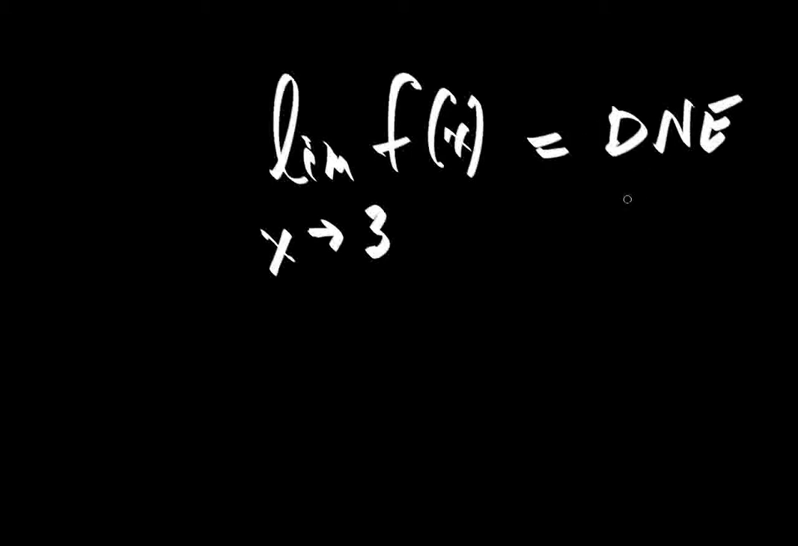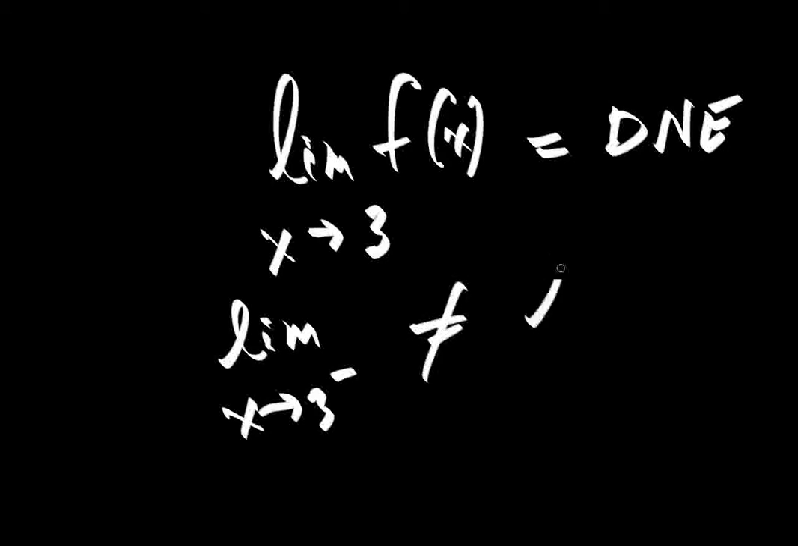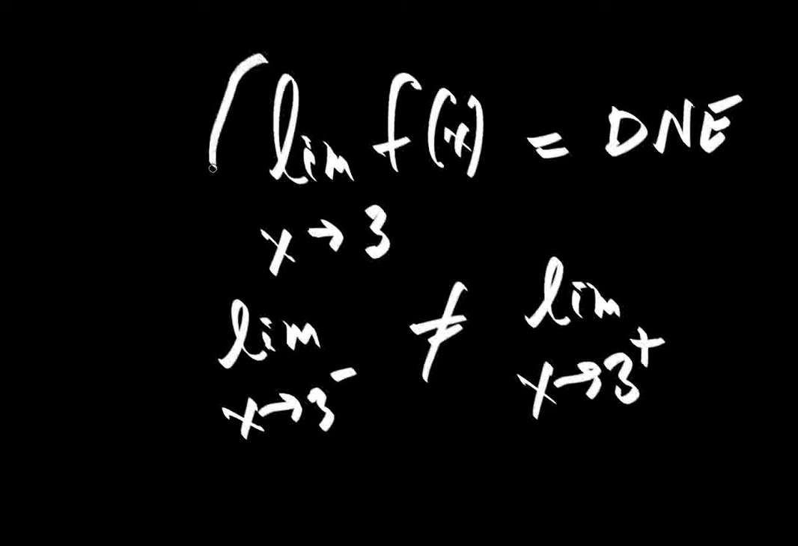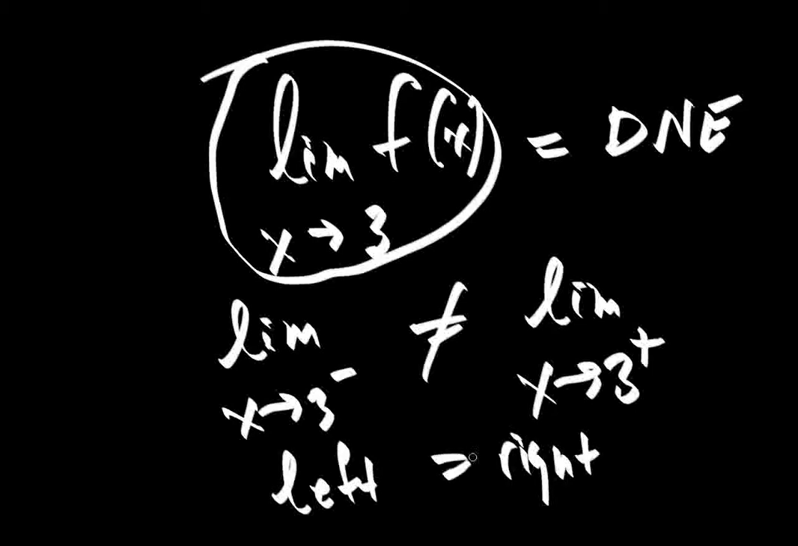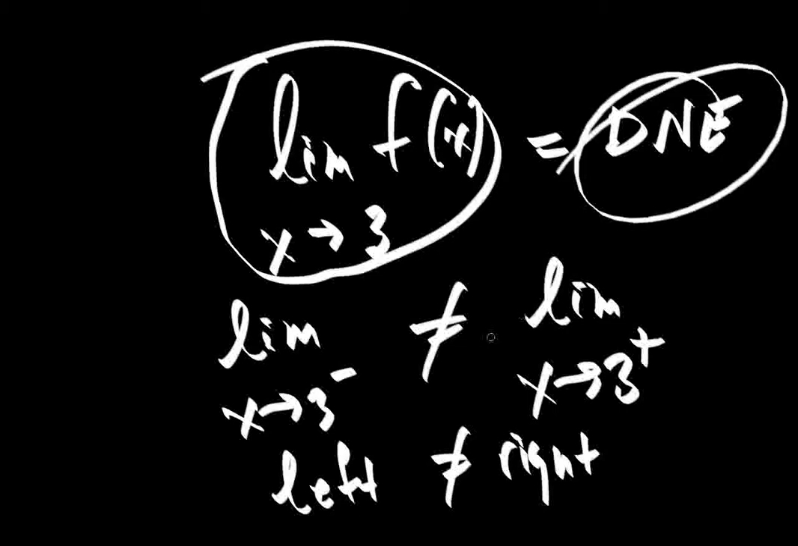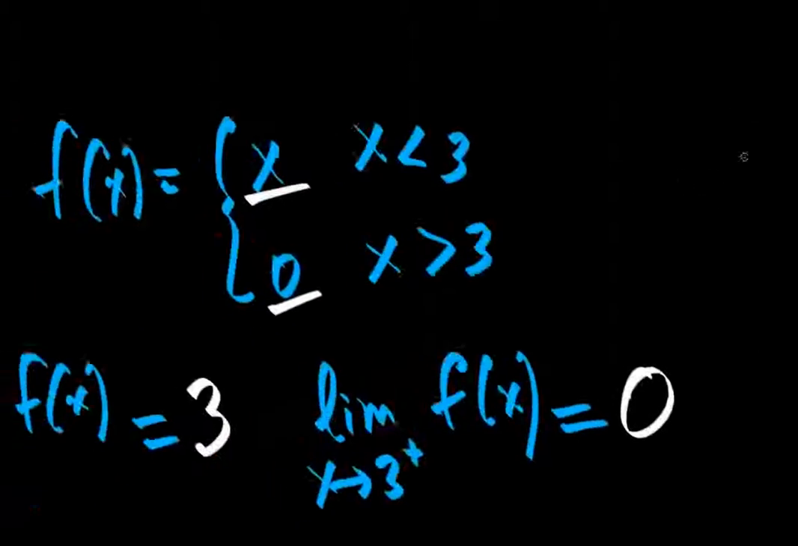DNE is DNE. And the reason why is because the left-sided limit, the limit as x approaches 3 from the left, does not equal the limit as x approaches 3 from the right. This overall limit can only exist when the left matches the right. When the left does not match the right, we have a DNE problem. We have a does not exist, and that's what we had in this case.